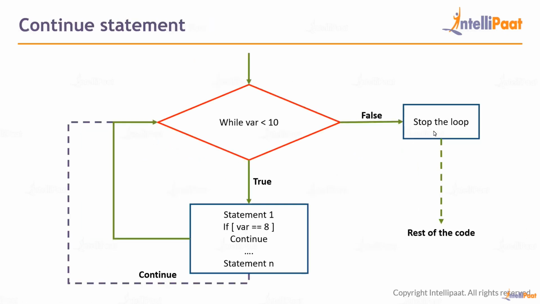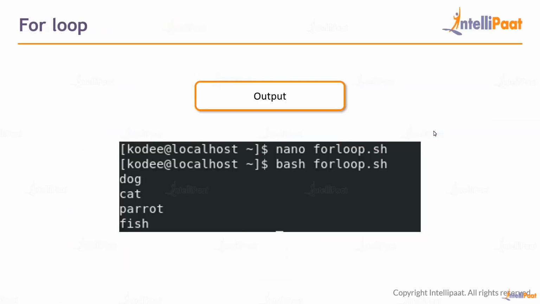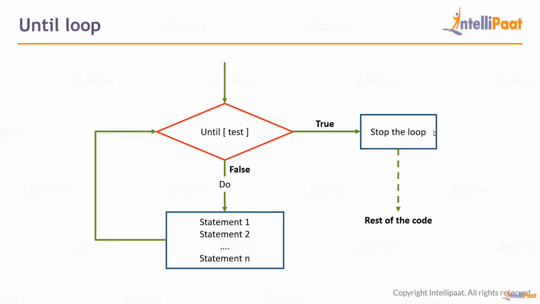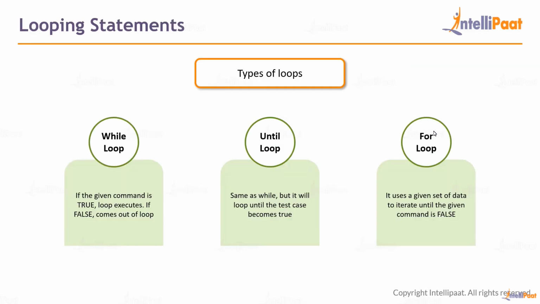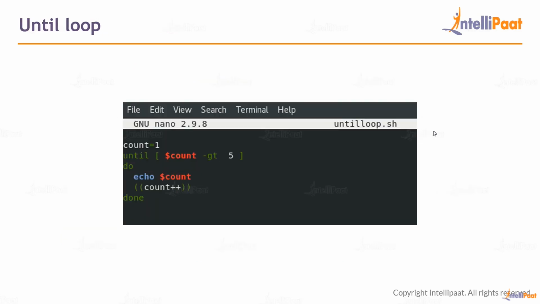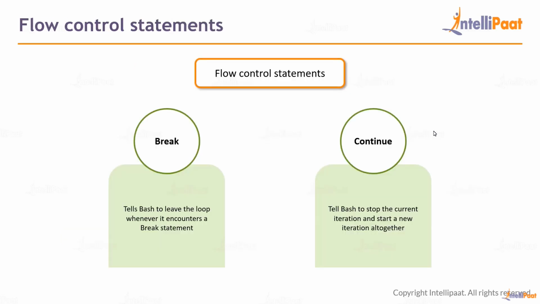So now, there is one more thing there. First we've seen the 3 types of loops: while, until, and for. We've seen how they work, and we have also seen the sample code. Now we'll have to see the flow control statements. Even the flow control statements come within the loop statements, because we use break and continue in the loop statements.